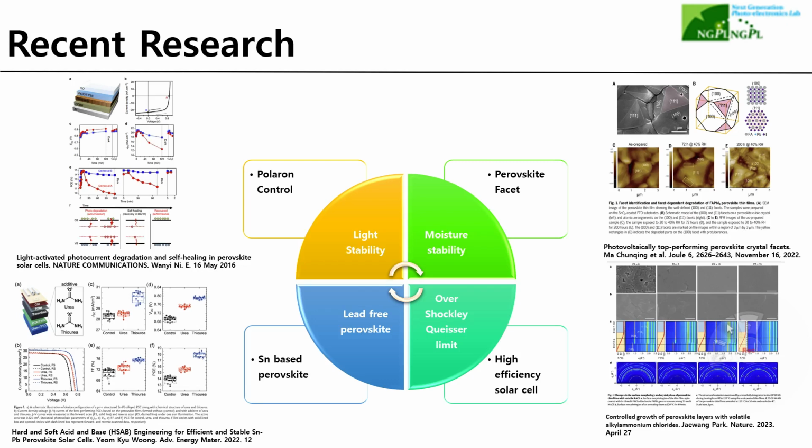This group shows that under light condition, small polarons form, and these small polarons increase the non-radiative recombination of perovskite solar cell, and as a result, it decreases the open circuit voltage of perovskite solar cell and decreases the power conversion efficiency of perovskite solar cell.